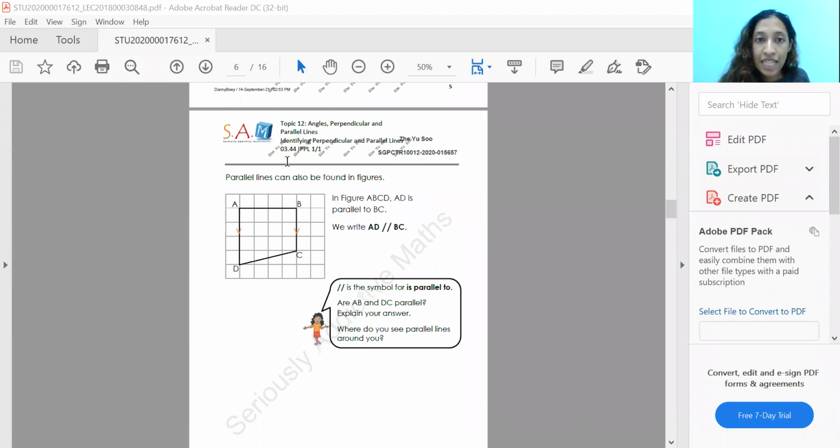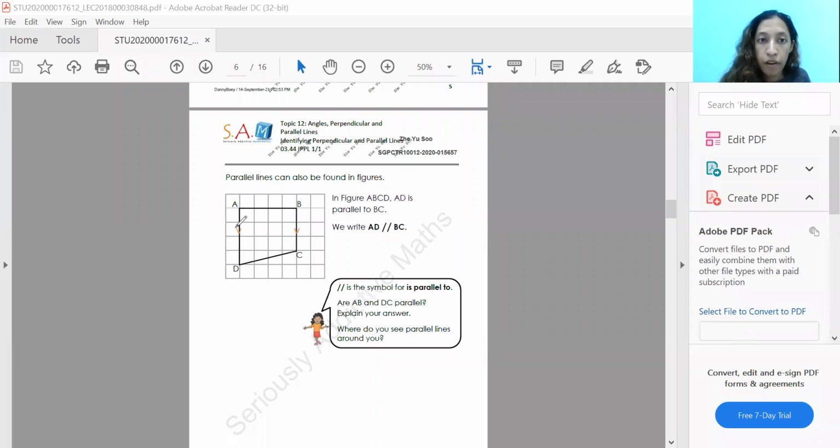So parallel lines can also be found in figures similar to your perpendiculars. For example, this one, AD is parallel to BC. They don't have to be of the same length. They just have to be the same distance apart. Let me just redraw that. They do not have to be of the same length.